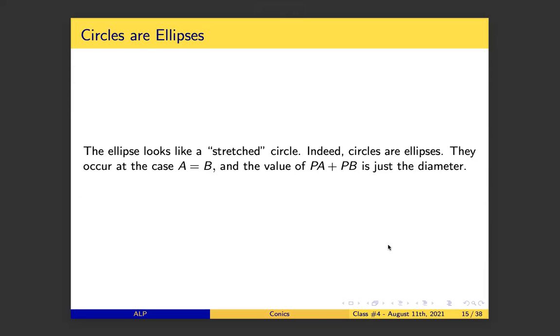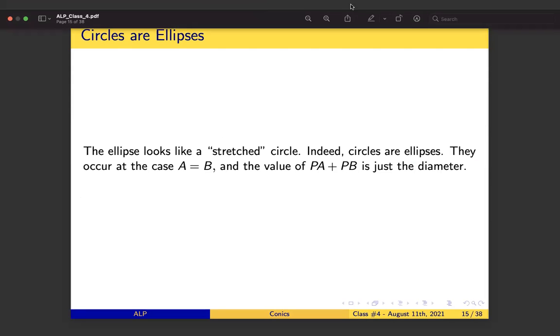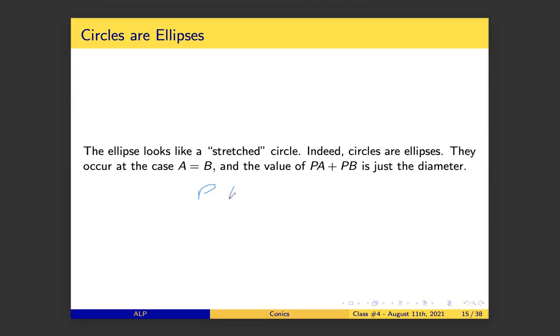Ellipses look like stretched circles, as you've seen, and indeed circles are ellipses. Circles are a subset of ellipses, and they occur in the case that A equals B. With that being said, it's just PA times 2, which is the diameter, where PA is the radius.